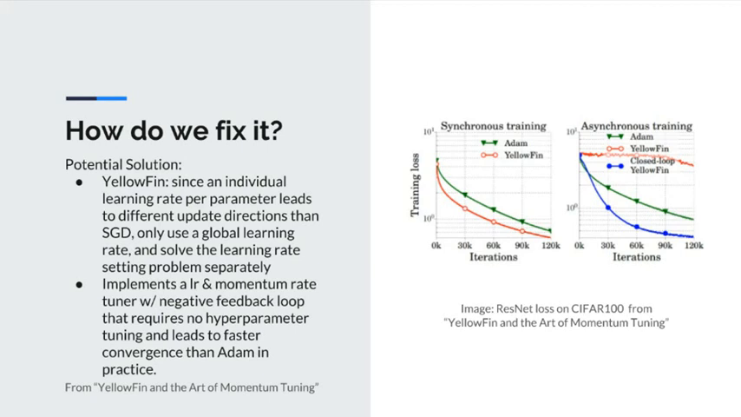And that's exactly what YellowFin saw in practice. They implemented a learning rate and momentum rate tuner with a negative feedback loop that monitored gradient values. And they found a method which requires no hyperparameter tuning, and in their tests led to faster convergence than Adam. Here's a plot on the right where you can see a comparison of YellowFin and Adam.